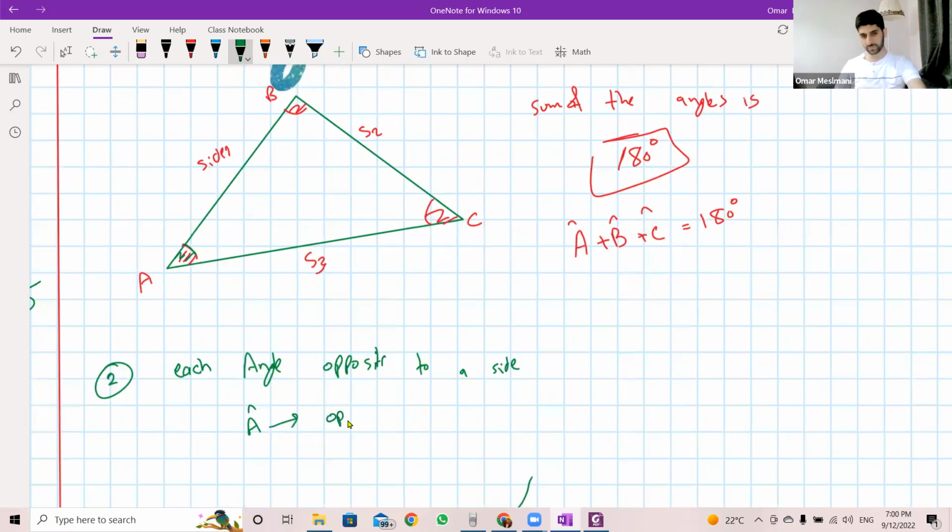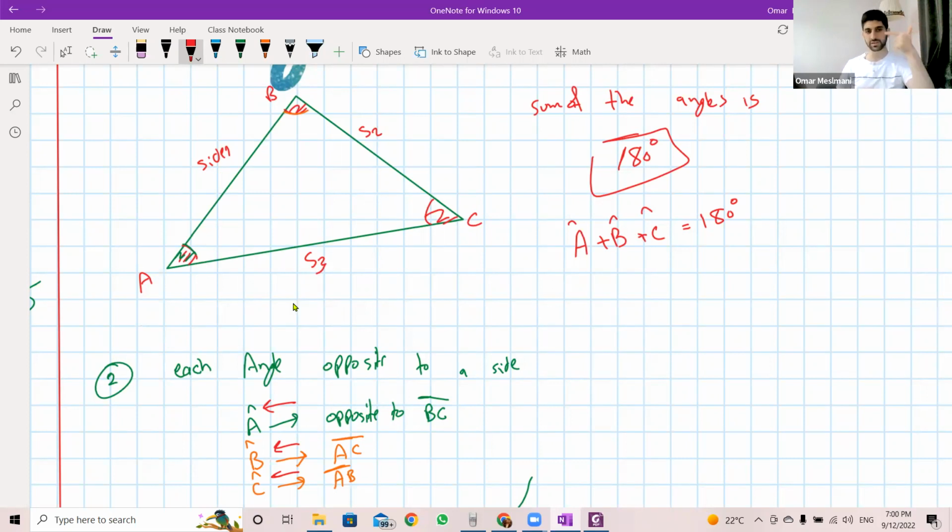Opposite to BC. When I'm talking about the side, I will draw a bar above the BC. The angle B is opposite to which one? The angle B is opposite to AC. The angle C is opposite to AB. So each angle is opposite to a side and each side is opposite to an angle. I can also say it the other way, BC is opposite to A and AB is opposite to C. These are basics.